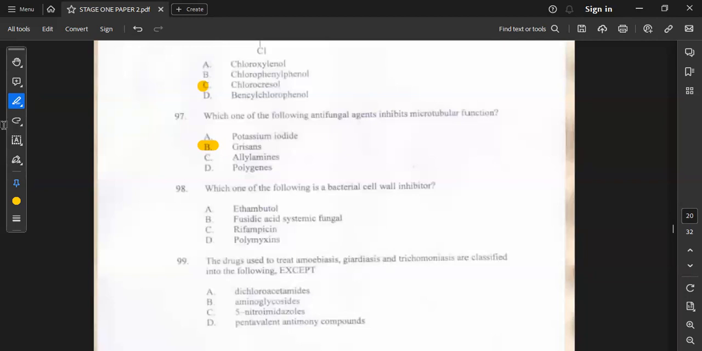It's effective in athlete's foot, and also effective in tinea infections of the skin, hair, and nails. It says here it's given only for infections that do not respond to topical antifungal agents. It's fungistatic and requires a long duration of treatment, 6 to 12 months.